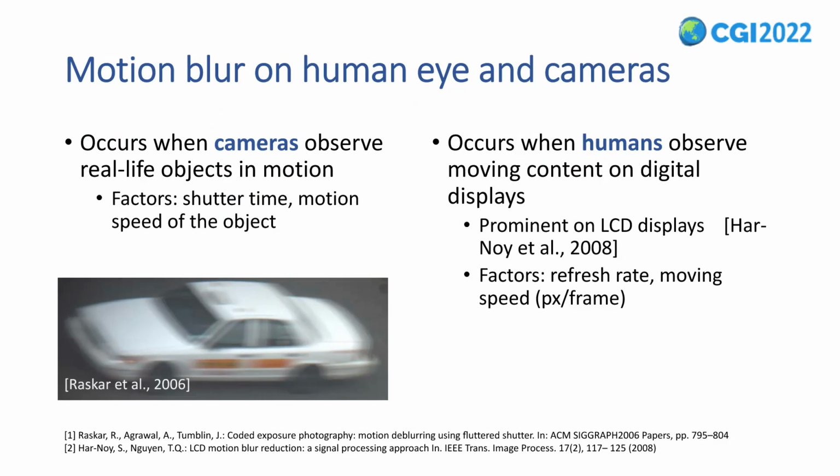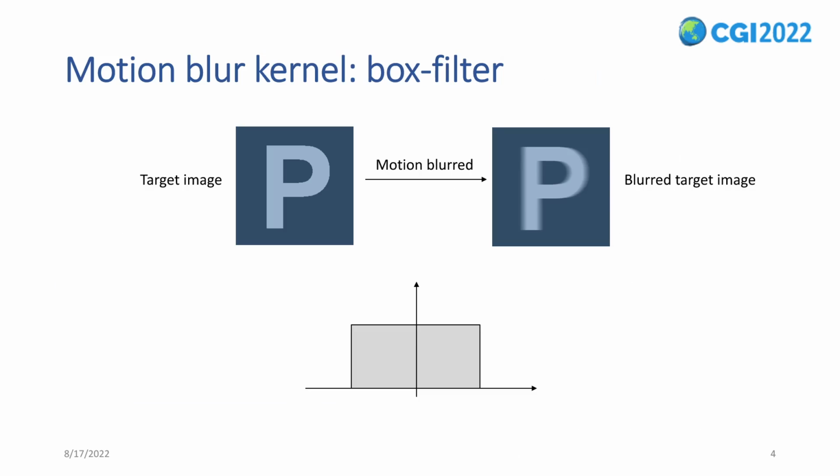Motion blur is a problem that exists in both camera-based and human eye-based capturing systems. For cameras, it occurs when cameras observe real-life objects in motion, and for humans, it occurs when they observe moving content on digital displays. In both cases, the motion blur can be simulated as convolution with a kernel of a box filter. The image on the left, convolved with the kernel, will produce this blurry image on the right.